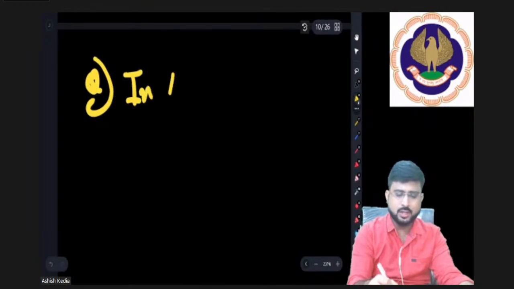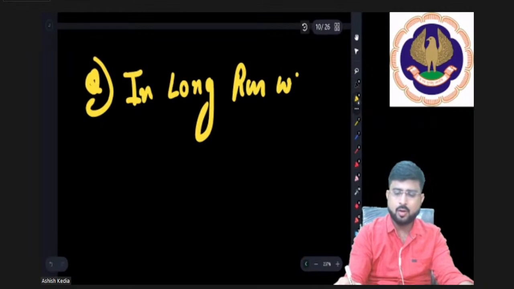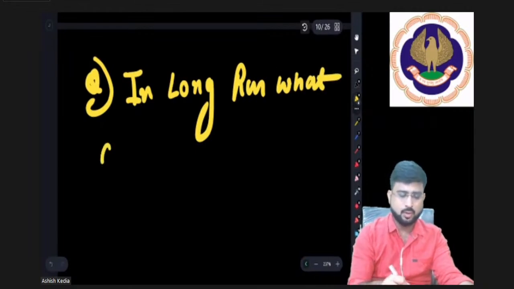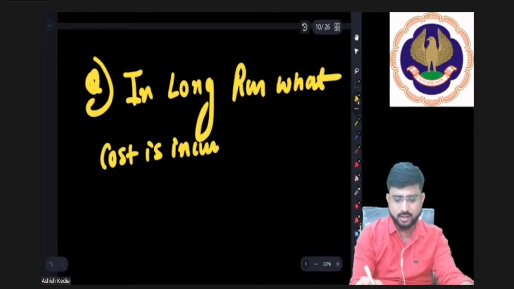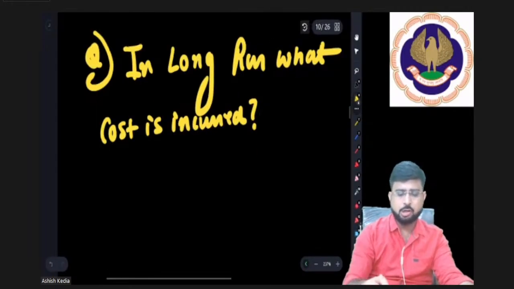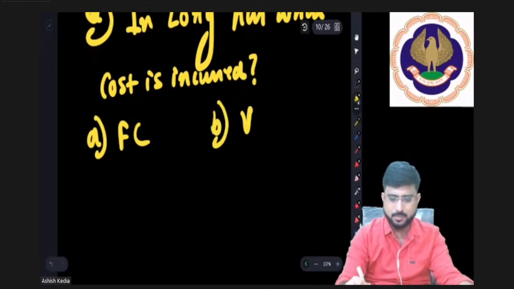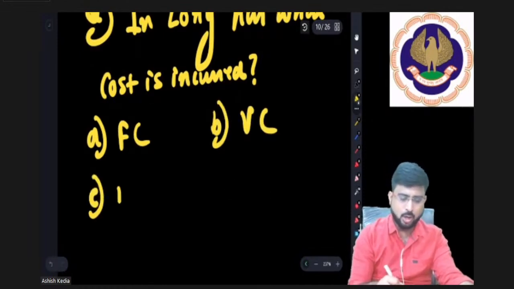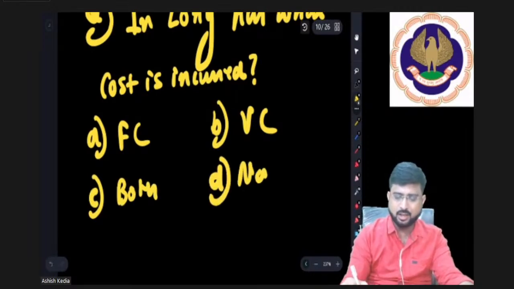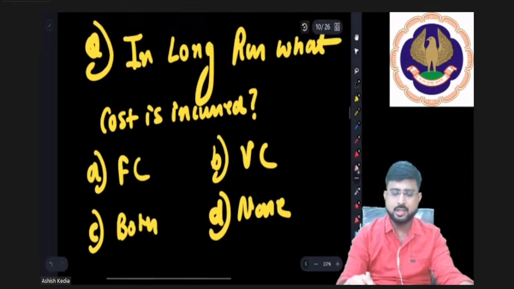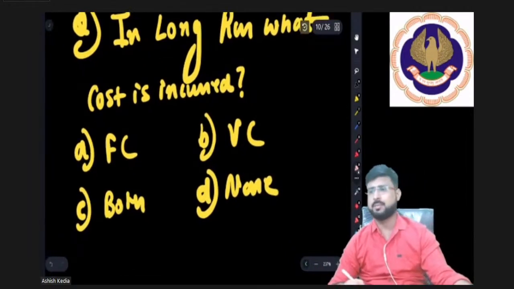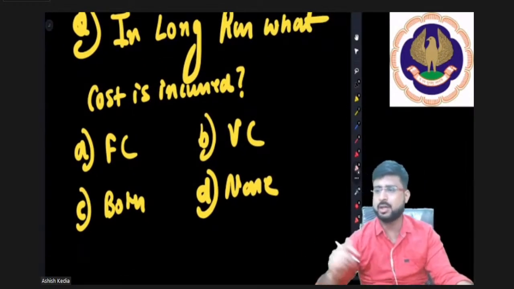In long run, what cost is incurred? Option A, fixed cost. Option B, variable cost. Option C, both. Option D, none. Come on everybody, tell me which is the one.